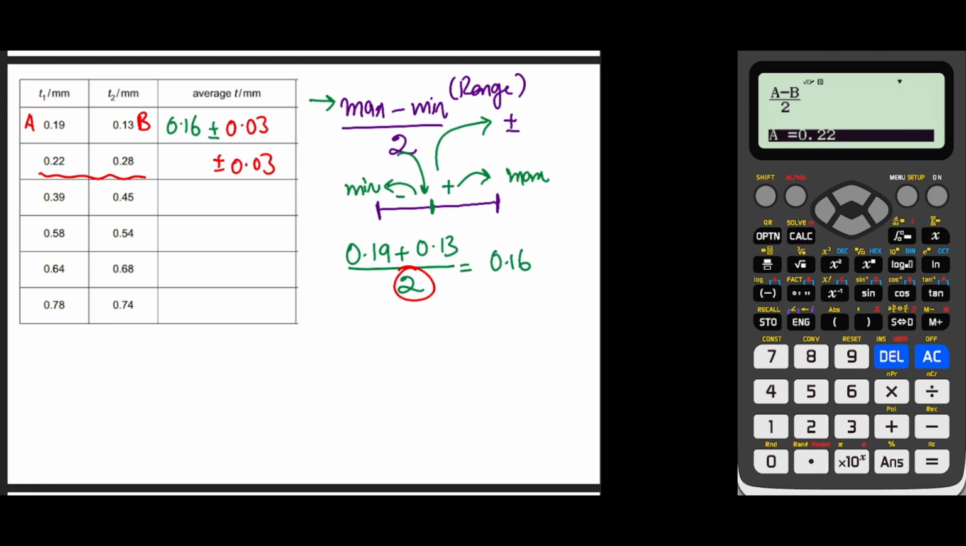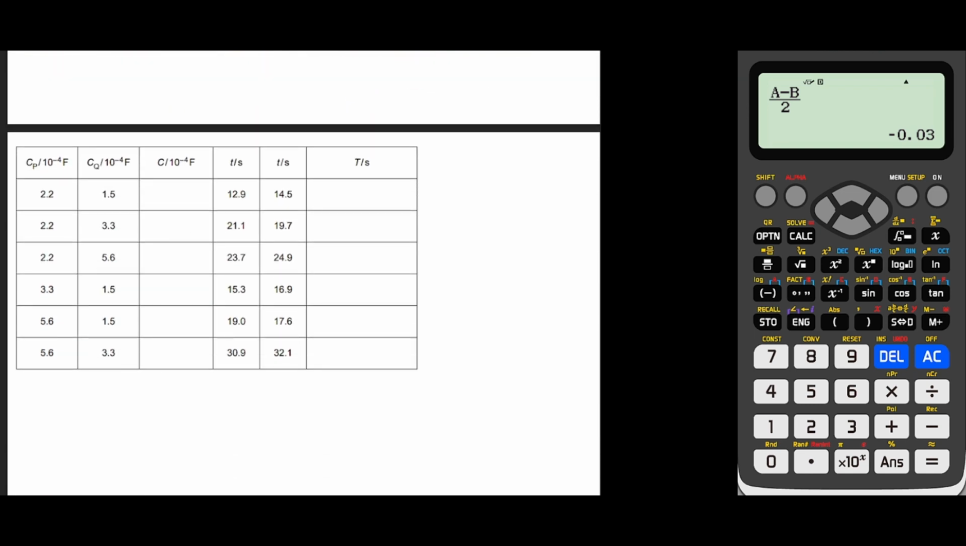Similarly, I press calc again, and now I can put in the value of A as 0.39 equals, the value of B is 0.45 equals, then press equals again. It gives me the error as 0.03. And you can fill in the rest of the table as well. Okay. All right. The whole purpose of this exercise is to get familiar with the alpha function.